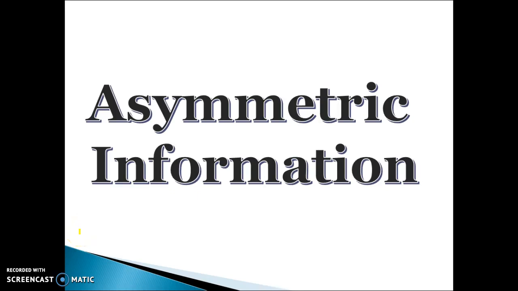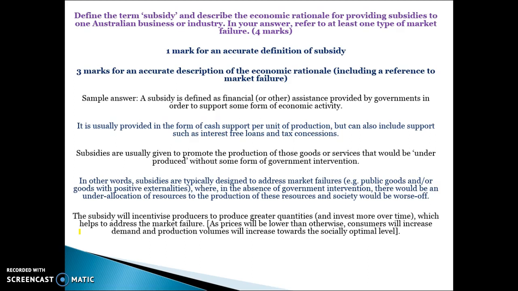Okay, in this video we're going to be looking at the third type of market failure, which is asymmetric information. So we've done public goods, externalities, and now asymmetric information. Just before we get onto that, just one important question.